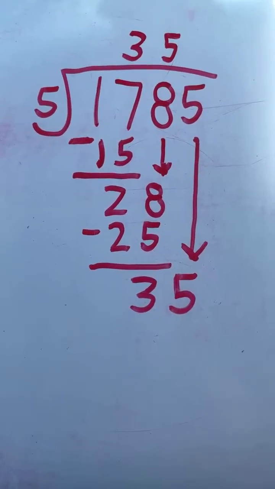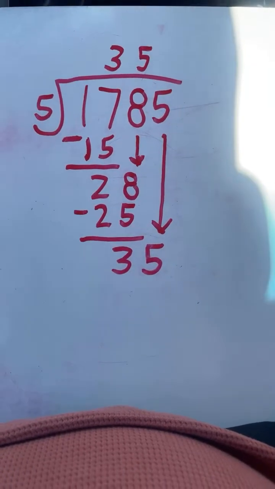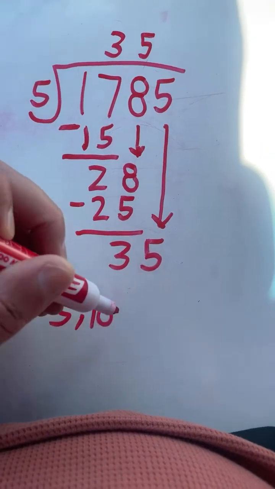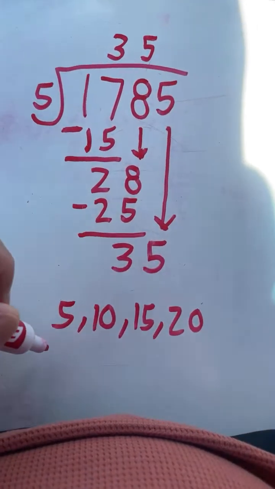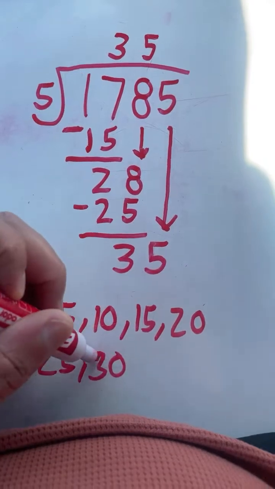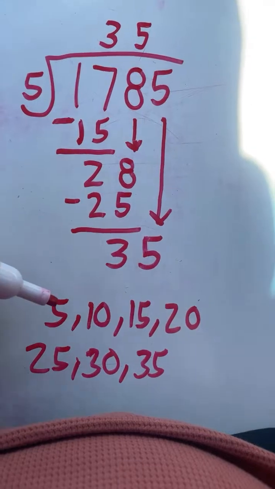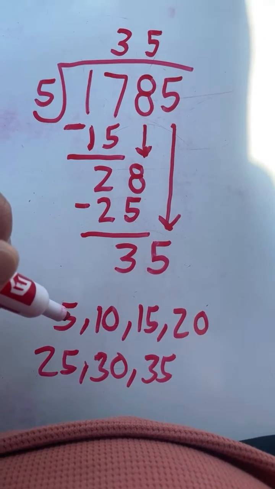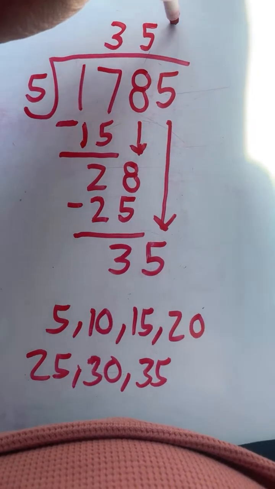We got to figure out how many groups of 5 go in to 35. So I'm going to count by 5s here. 5, that's one group. 10, two groups of 5. 15, three groups of 5. 20, four groups of 5. 25, five groups of 5. 30, six groups of 5. 35, seven groups of 5. So we had to count by 5 7 times to get to 35. 35 divided by 5 equals 7.